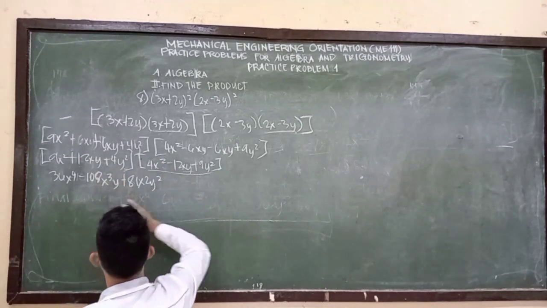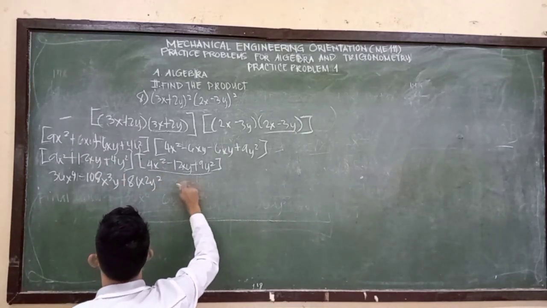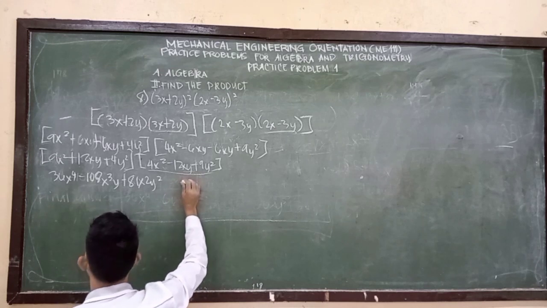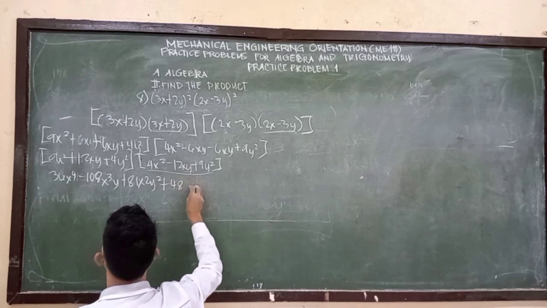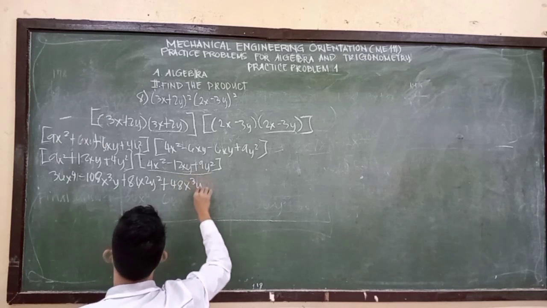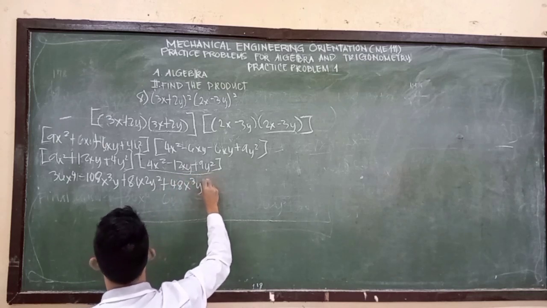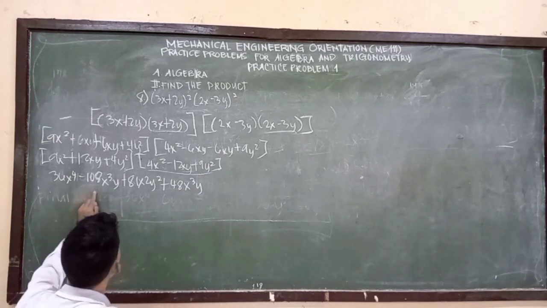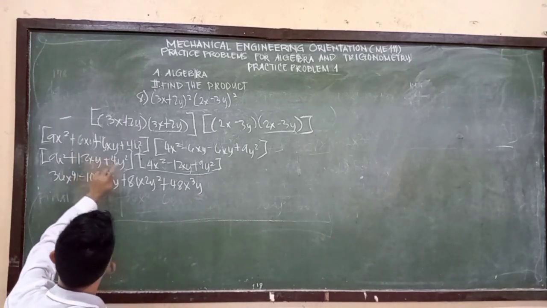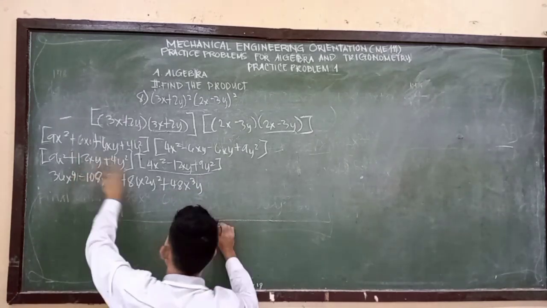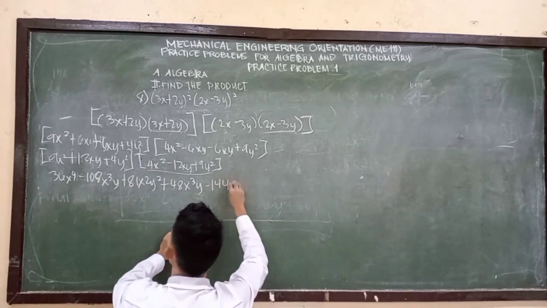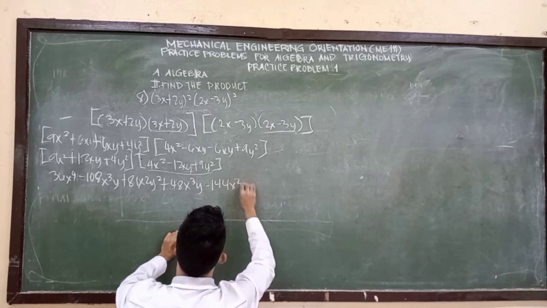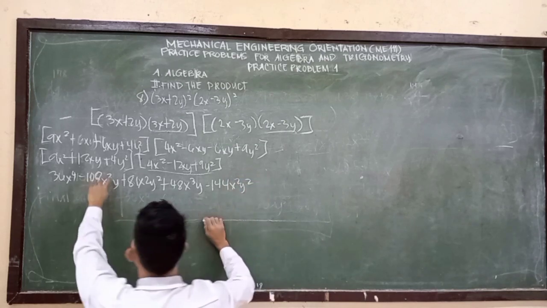Now 12xy times 4x squared will give us positive 48x cubed y. Then 12xy times negative 12xy will give us negative 144x squared y squared.